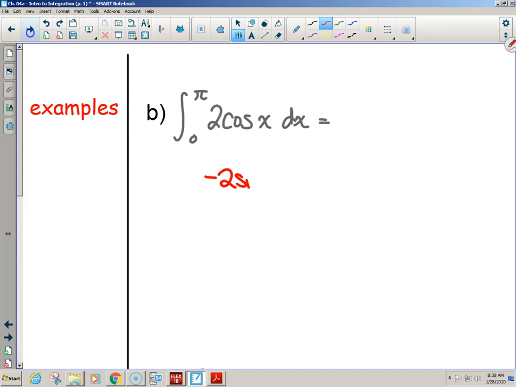You guys agree? Wait. Are we done? No. Where's the plus C? It's a definite integral, not an indefinite. We're not writing a function. We're just trying to figure out the change. The change in the original. The change in the amount given the rate.